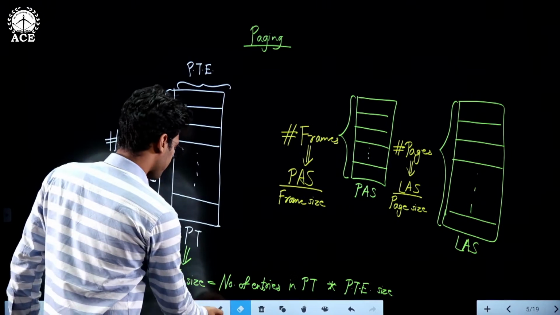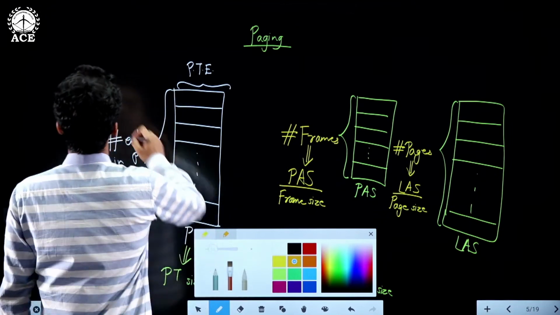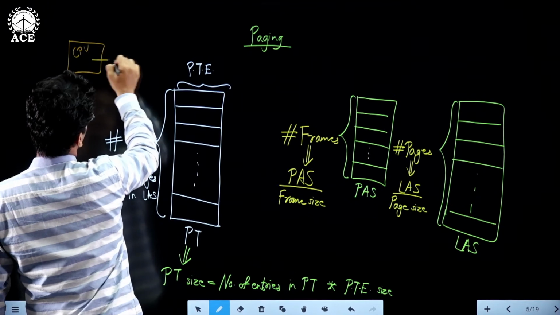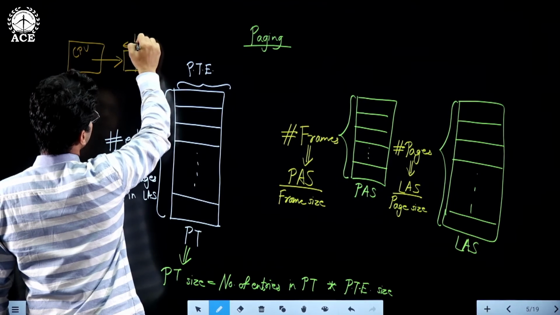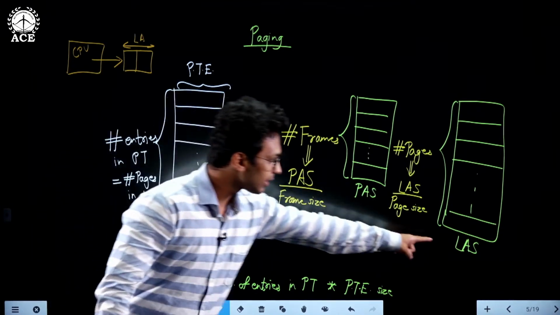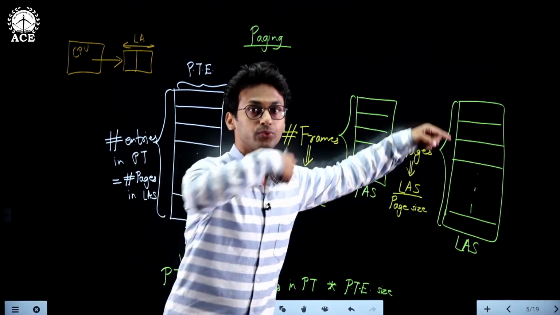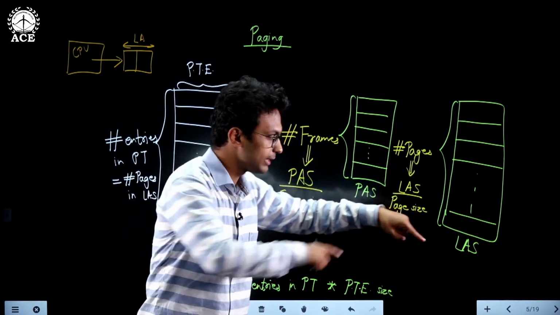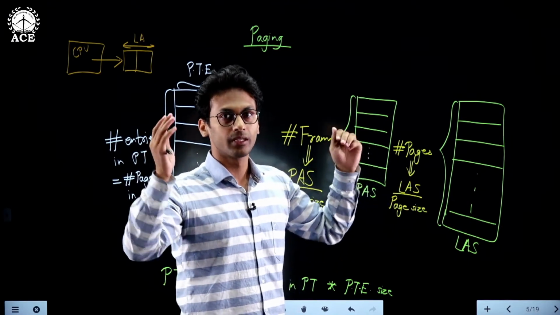Now, next question. A CPU or processor will generate what? The CPU will generate a logical address. Logical address indicates what? If this is the logical address space, we are pointing to a page, and within that page, which word we want to refer. We are going to a particular page, and within that page, which word the CPU wants to access. That it will specify. That is the logical address.